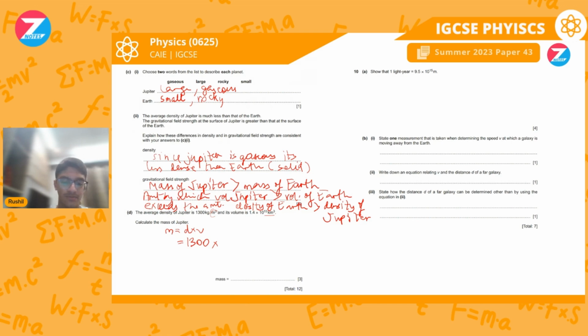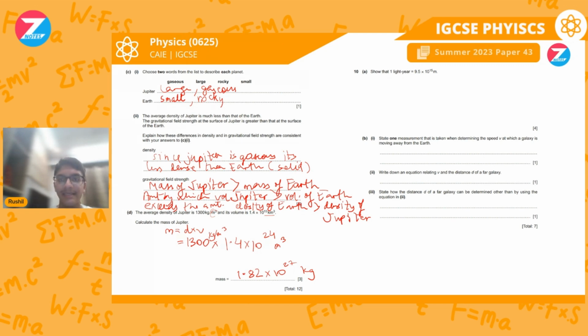three times, which gives us 1.4 into 10 to the power 24, and the answer is 1.82 into 10 to the power 27 kgs. That's the mass of Jupiter. So yeah, we basically changed the units, brought it into meter cube, since this was kg per meter cube, and we got 1.82 into 10 to the power 27.